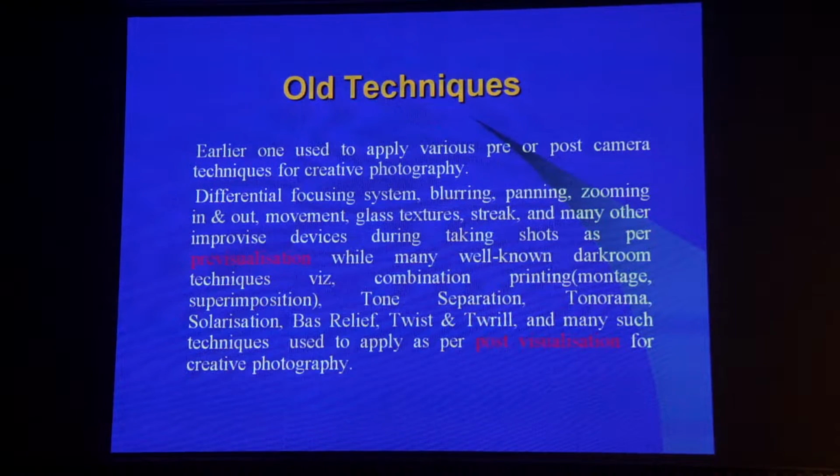And then, when the photographs have already been taken, they can do what is known as post-visualization, that is, considering the combination of two or more negatives, which is known as combination printing, either montage or superimposition, or tone separation, or tonorama, or bas relief, or twist and tweak, and many such other techniques, vacuum techniques, which were known to them at that time. But those are after taking the shots, that is, as per post-visualization for 3D photography.